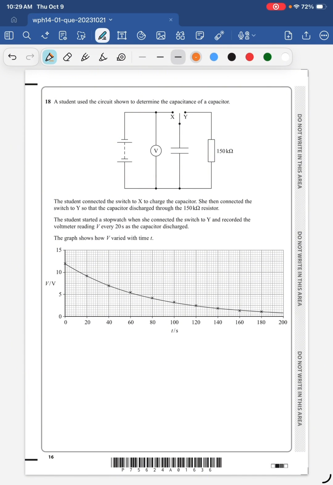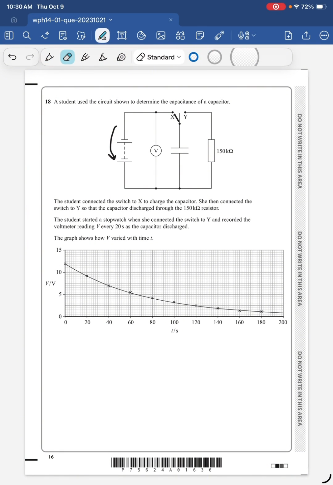Question 18. A student used the circuit shown to determine the capacitance of a capacitor. The student connected the switch to X to charge the capacitor, so the switch was this way. Therefore, we have the voltage that charges the capacitor. That makes sense. She then connected the switch to Y so that the capacitor discharged.